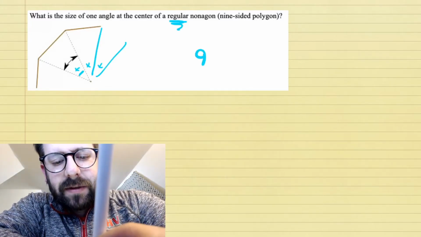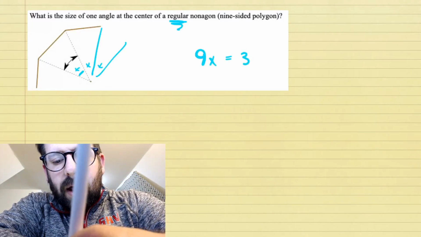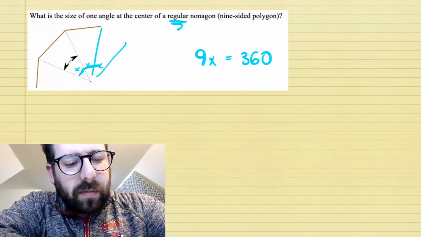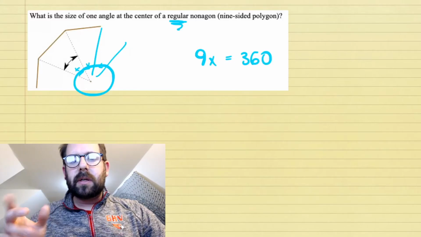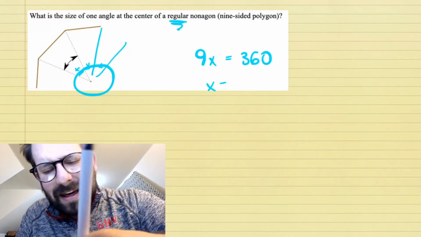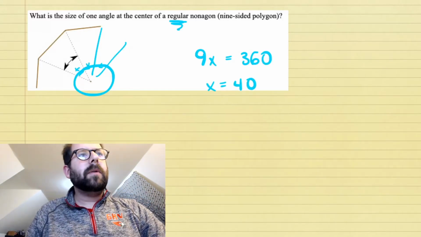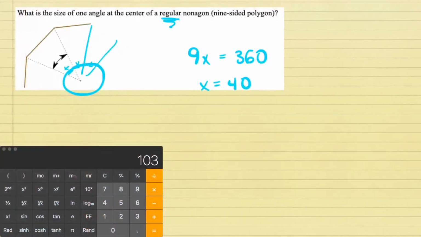But there's 9 x's, and they should all have to be 360 at the center, because this should make a total of 360 for the circle. So I'm going to take 360 and divide by 9, and I believe we should get 40, but let me just double check on a calculator. 360 divided by 9. Yeah, should get 40. And that should be each of those angles at the center.